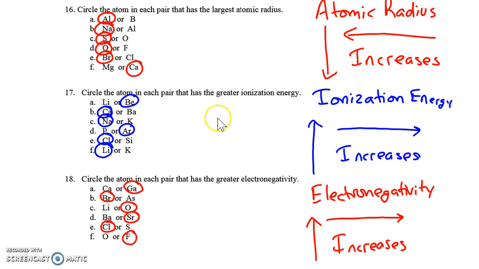Down here with ionization energy, we see that the pattern also holds true. If you're to the right within a period, you're going to have a greater ionization energy. And if you're higher up in a group, again, greater ionization energy. The same holds true for electronegativity.